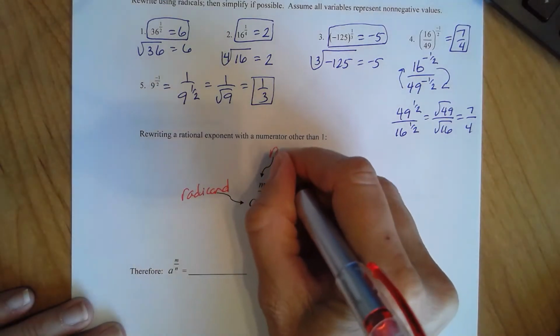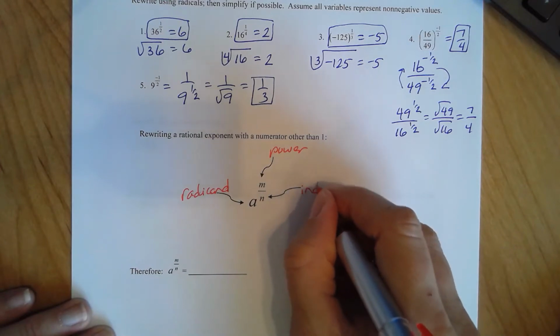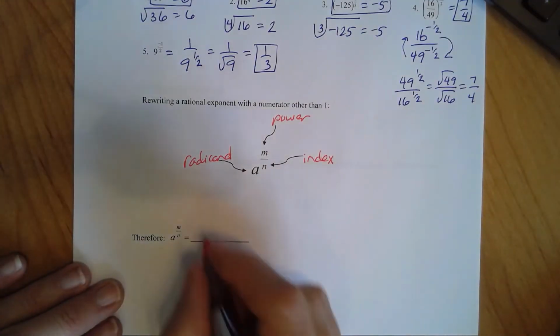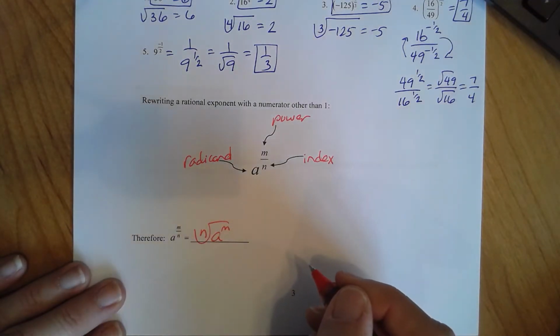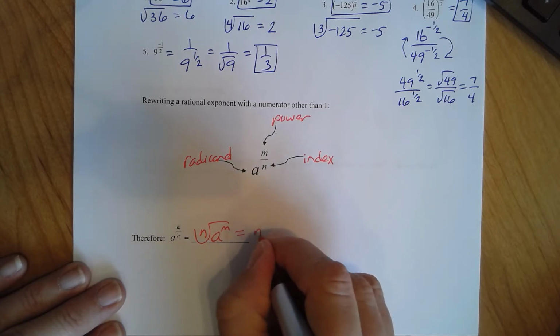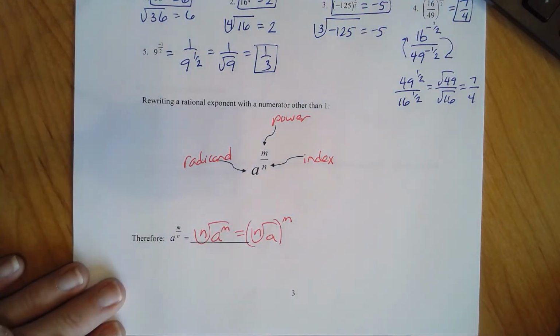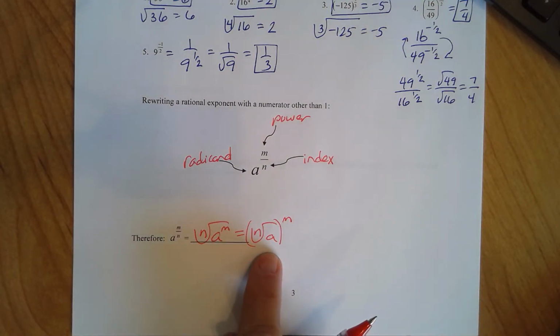The m is your power, so it's not going to be 1 anymore, and n is still the index. So there's 2 ways to write this. You can have the nth root of a raised to the m power on the inside, or the nth root of a with the radical all raised to the m on the outside. To be honest, this way is going to be easier.